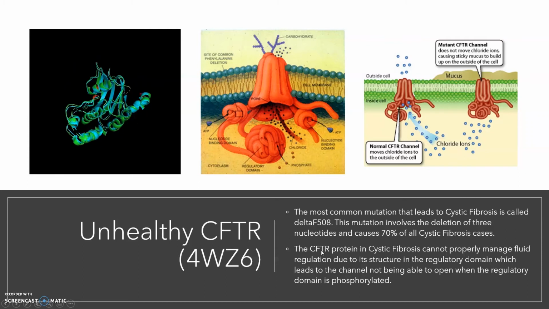The CFTR protein in cystic fibrosis cannot properly manage fluid regulation due to its structure in the regulatory domain, which leads to the channel not being able to open when the regulatory domain is phosphorylated. So basically what happens is the phosphate activates the regulatory domain that tells the channel to open, but in people with cystic fibrosis, this doesn't happen because of mutations in the regulatory domain, and this leads to lots of problems.